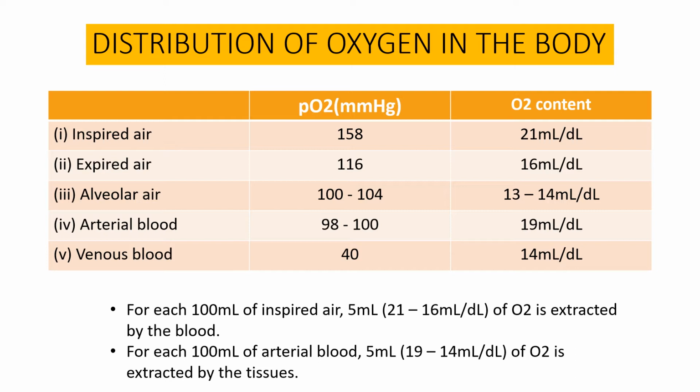From the table, you can make an inference that for each 100 ml of inspired air, about 5 ml, or 21 to 16 ml per deciliter, of oxygen is extracted by the blood. And for each 100 ml of arterial blood, about 5 ml, meaning 19 minus 14 ml per deciliter, of oxygen is extracted by the tissues.